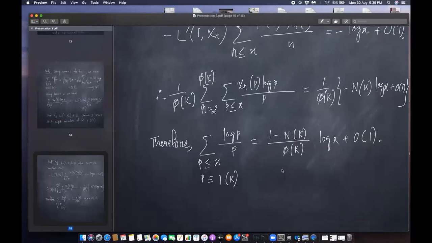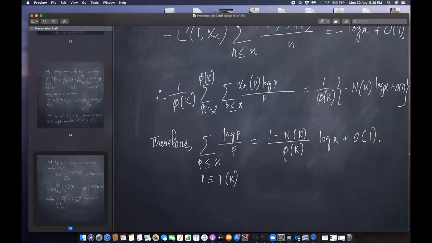So our next job is to show that n of k is equal to 0. That is, there are no non-principal Dirichlet characters for which L of 1, chi is equal to 0. That is, it never vanishes. So I left this as an exercise, to show that n of k is equal to 0. You can see this in any number theory book, where you can see that n of k equals 0.